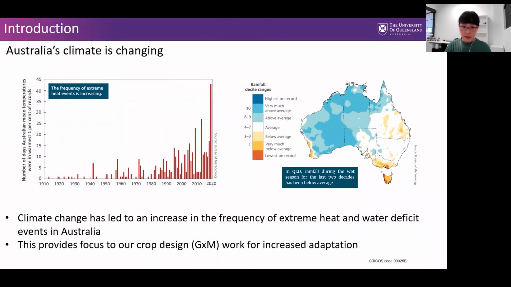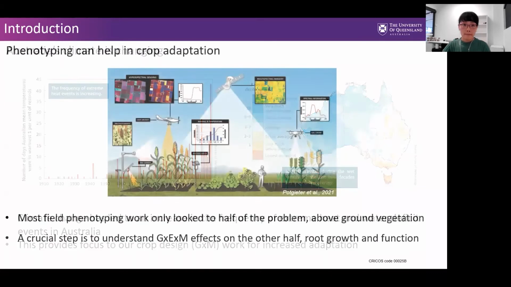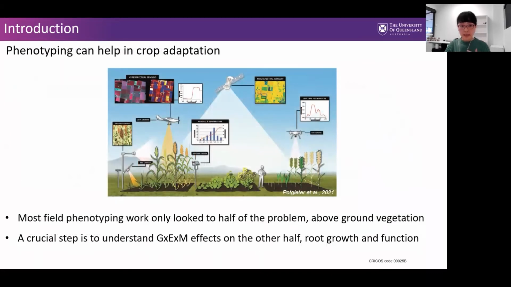The ongoing climate change has increased the intensity and the frequency of heat and drought events in Australia. And this has increased the vulnerability of farming and the urgency to optimize crop designs for increased adaptation. Phenotyping plays a key role in improving the crop climate adaptability, as it can provide essential information on how genetics, the environmental pressures, and management can guide the selection towards productive crops suitable to their environments.